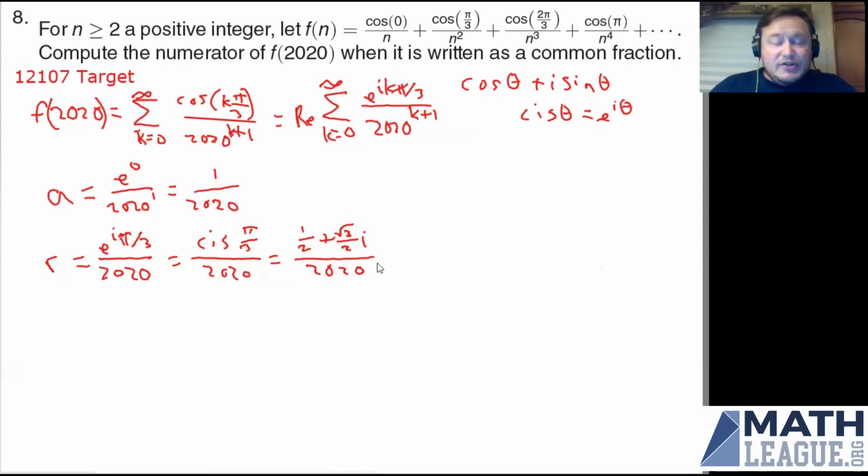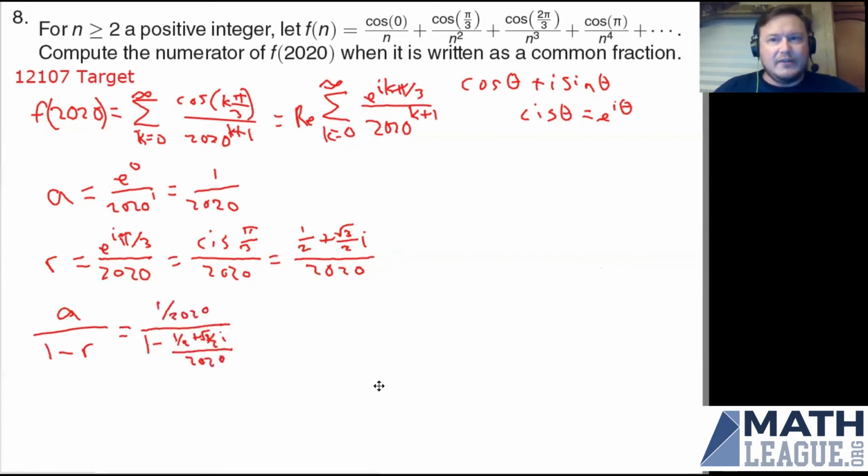Okay, take what you know about geometric series. You know that the sum of a geometric series is going to be a over 1 minus r. So all we have to do is plug in the stuff. We plug in the 1 over 2020. I've got a 1 minus, and all this stuff down here is what I wrote for r. Let's simplify it a little bit. I see fractions within fractions, so we can do a little bit of simplification.